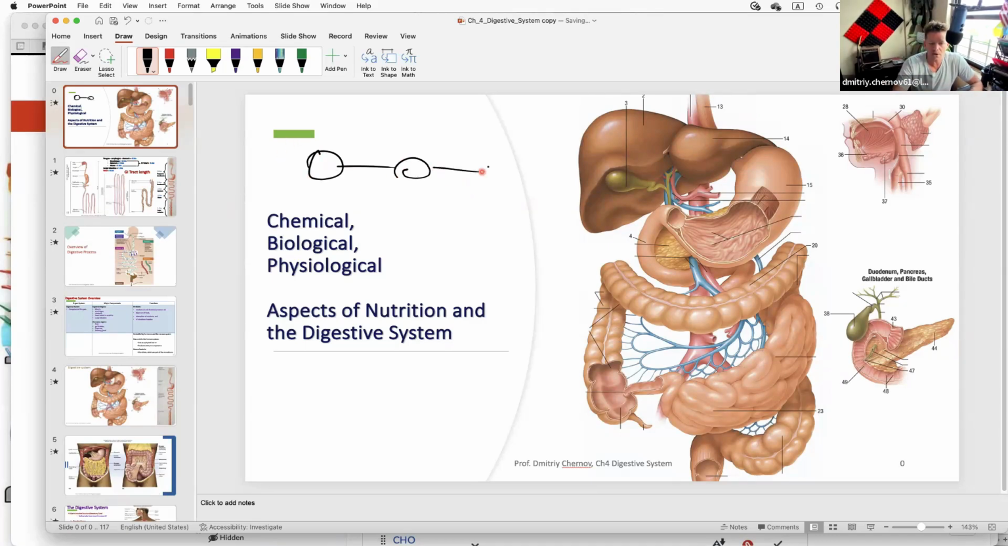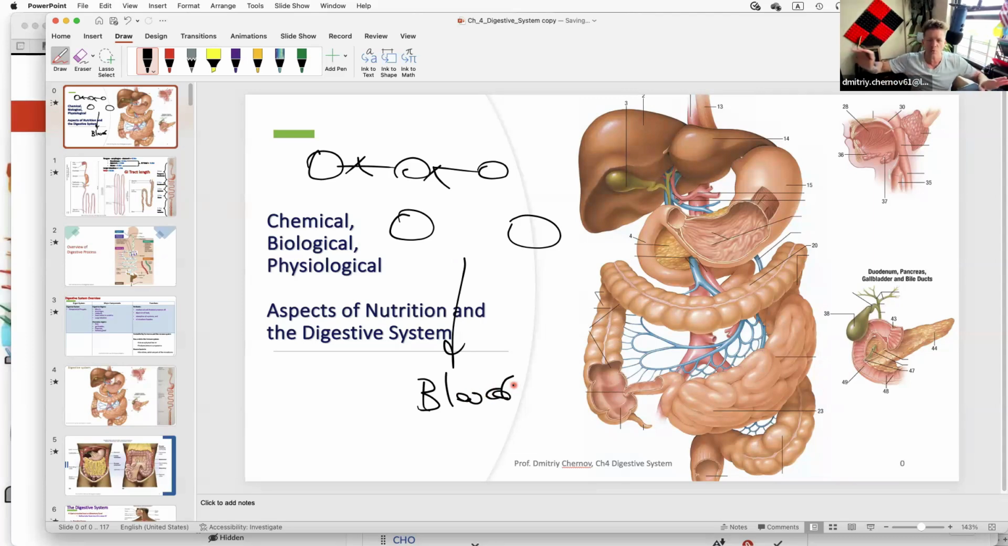So that's the molecule that needs to be broken down, and it's done here within the digestive system. Then it looks like that, so we can absorb it into the blood. That's it. When it's in the blood, it will get wherever it needs to go. We will discuss this later.